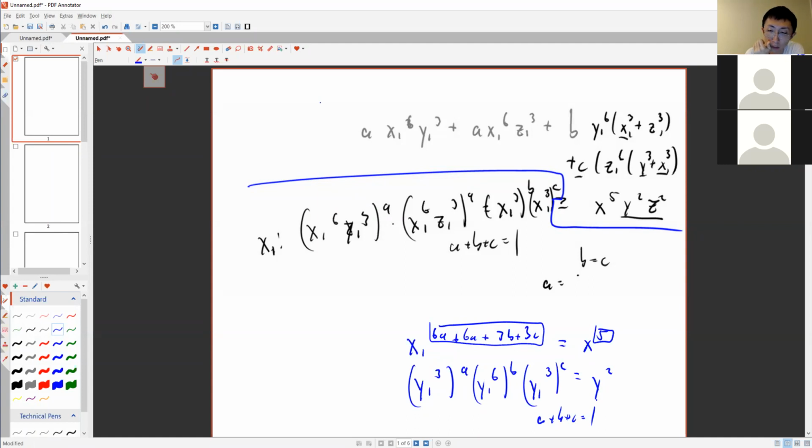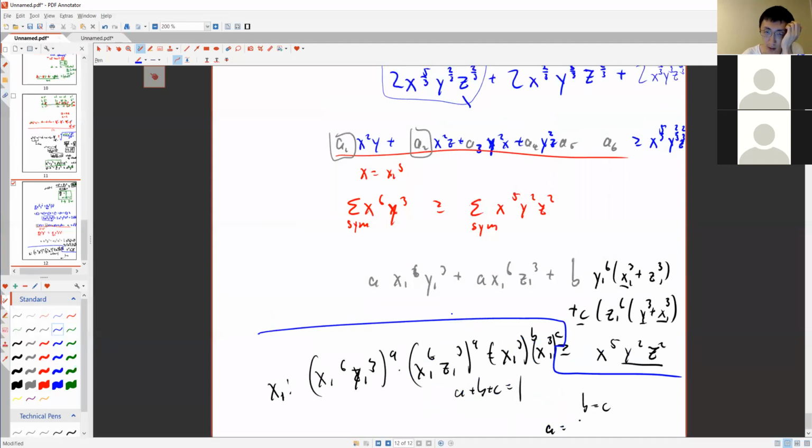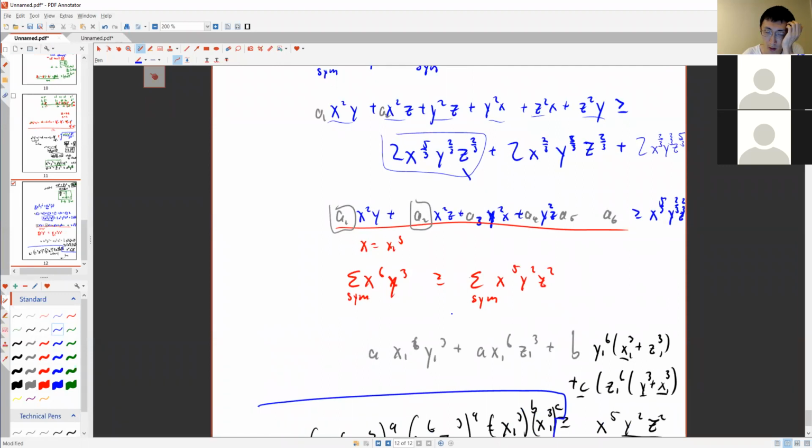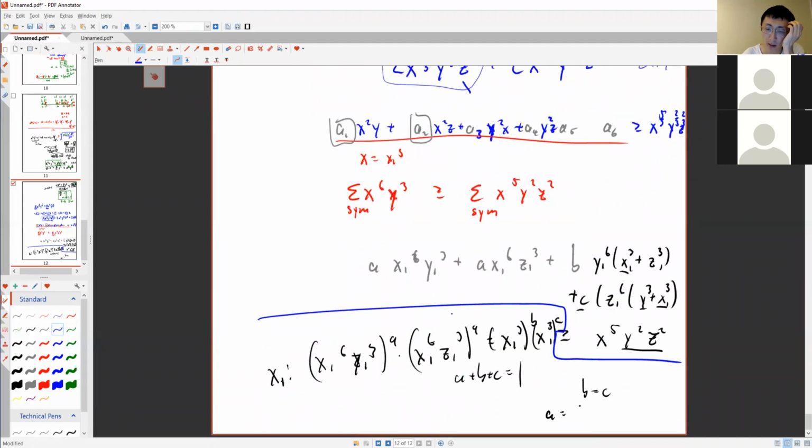Why isn't it 2a plus b plus c equals 1? Oh, you might be right. Hang on, let's see. So let's see what are the weights. Yeah, you're right. So I put a as the same weight for these two terms and those two terms. So yeah, this should be 1/2. It should be 2a plus 2b plus 2c equals 1.